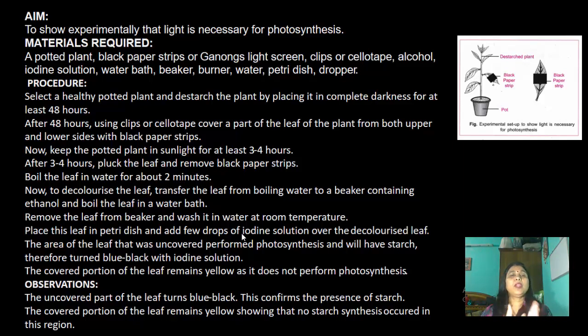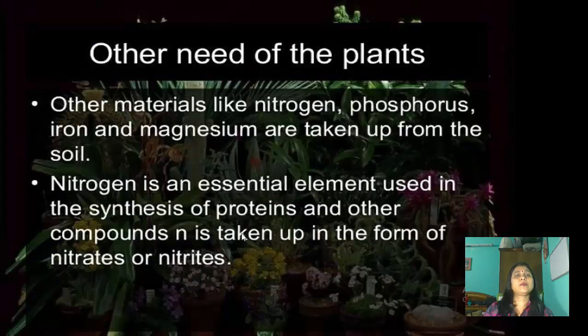Now you have to keep it in sunlight for 3 to 4 hours. Pluck the leaf, remove the black paper strips and test it for starch. When you test it for starch, the area which was covered with black paper will remain as it was, and the area which was exposed to sunlight will turn blue black, which shows that light is necessary for photosynthesis.